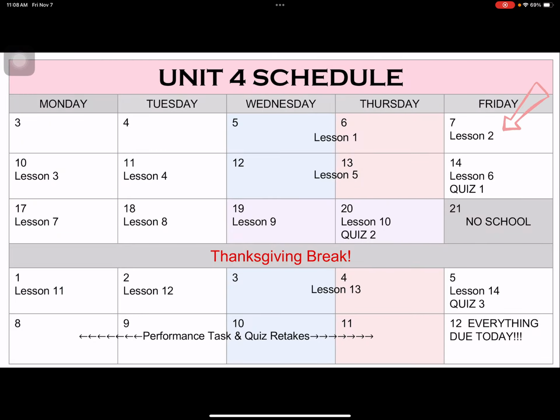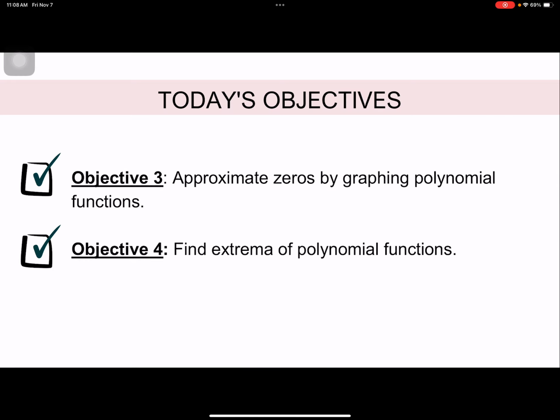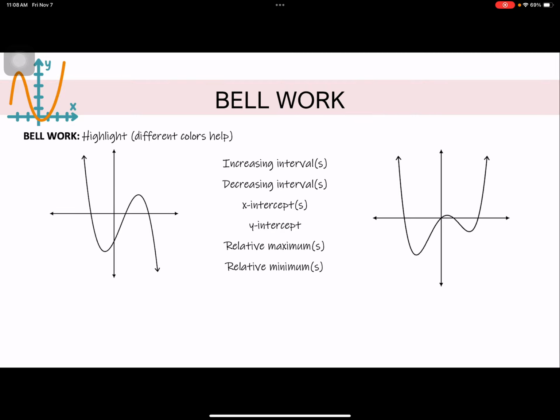So for your bell work, as you can see, here's our schedule for the unit, but you have the pink sheet. It's all there. So here's your bell work. You do need highlighters here. So I recommend getting some highlighters out. Now I do have highlighters over by the door in a drawer. So use those if you need to. Just make sure to put them back when you're done.